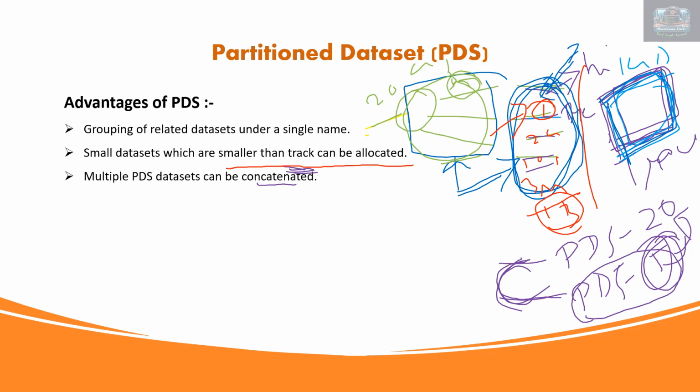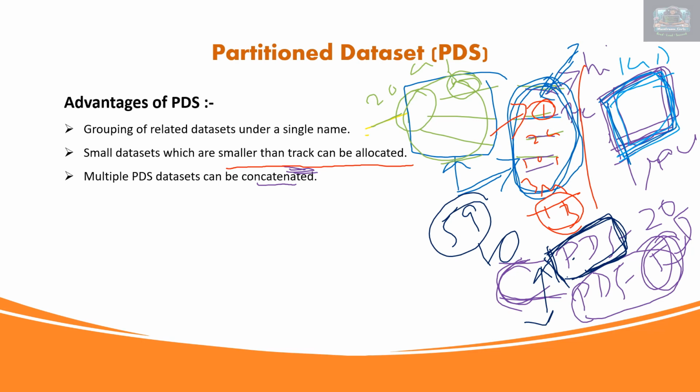If these two are concatenated, it will take this. If you want this name to be the first name, you give this name at the top, or you can concatenate up to 5 to 6 files. How many PDS files? Depending on this file's directory blocks. Suppose this file has directory blocks of 10, which means 6 times 10, 60 minus 1, so it can hold up to 59 members.